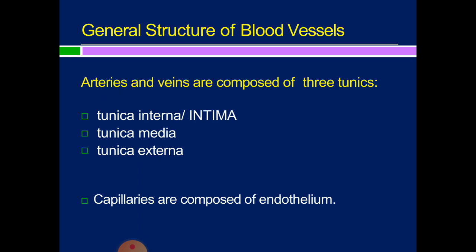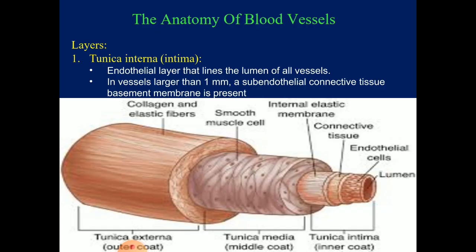Now the general structure of the blood vessels includes three tunics, whether it is an artery or a vein. There are three basic layers. The internal layer is the tunica interna or intima, the middle layer is the tunica media, and the external layer is the tunica externa. Capillaries are composed of endothelium only. So these are the layers.